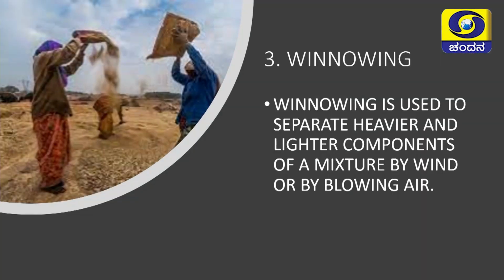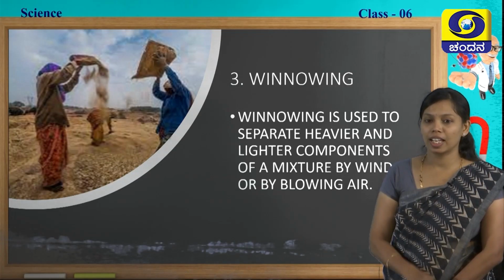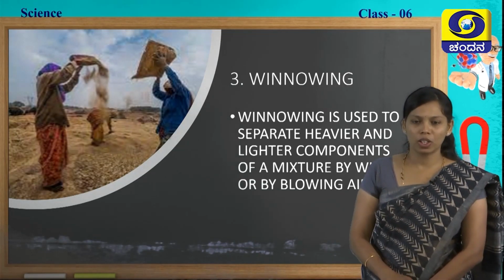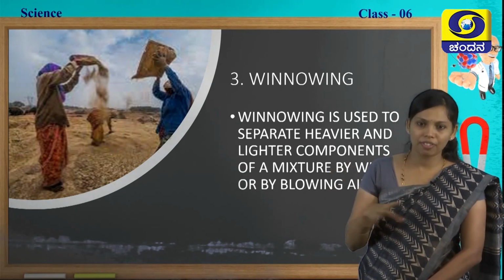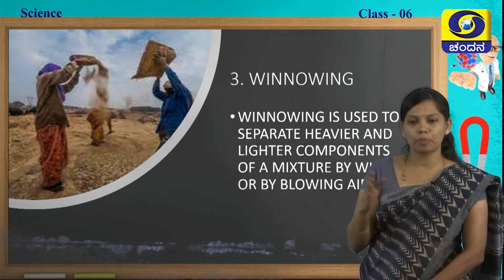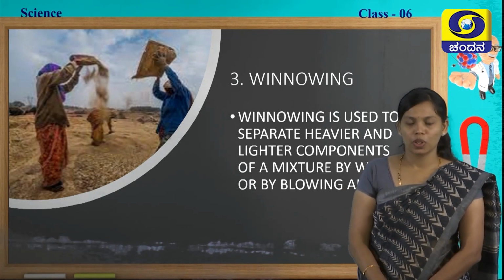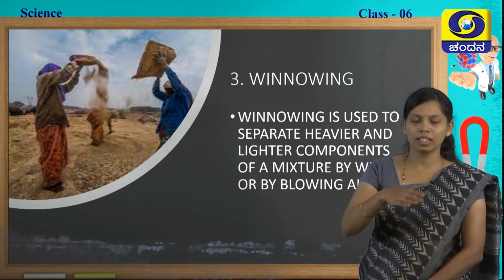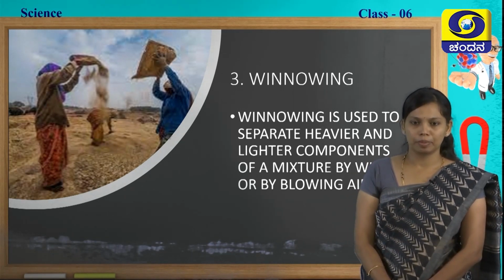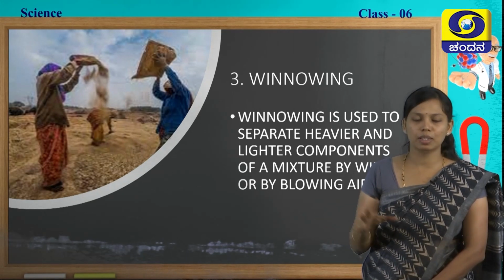Winnowing method is used to separate heavier and lighter components of a mixture by wind or by blowing air. Because of this, we have selected the open ground, because in the open ground wind blows frequently. We will get the air frequently so that we can separate the substances. After separating, what can we do? We get the seeds. We can see the heap of seeds there, which is separated from the husk particles.